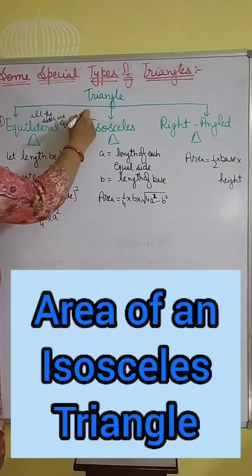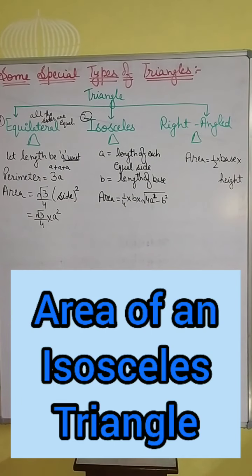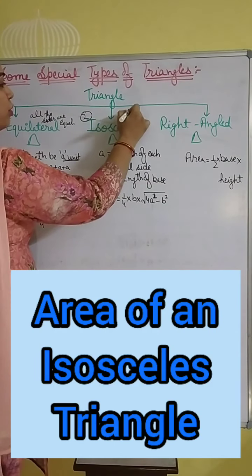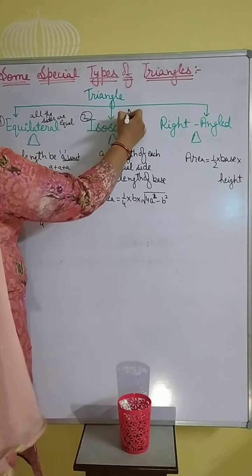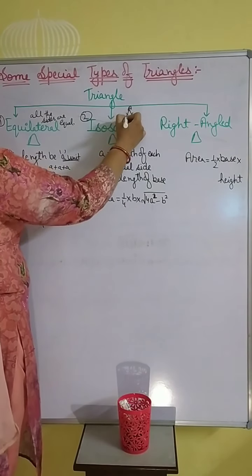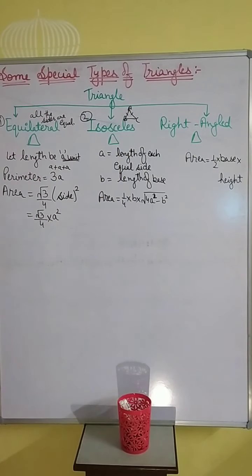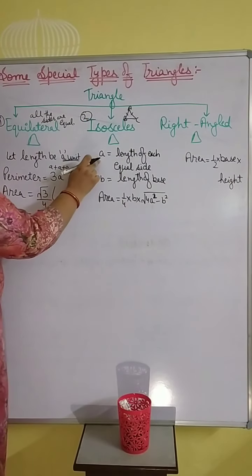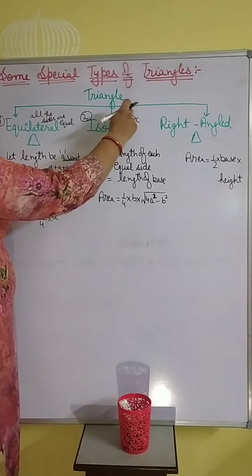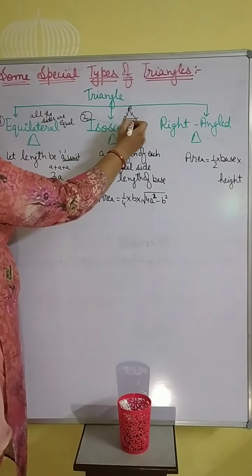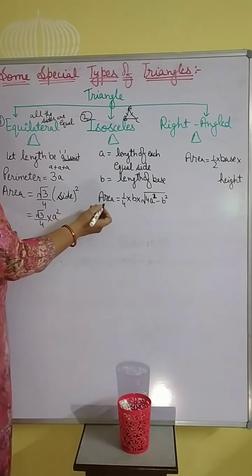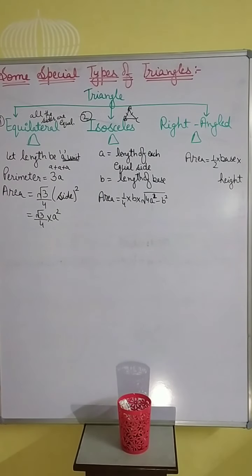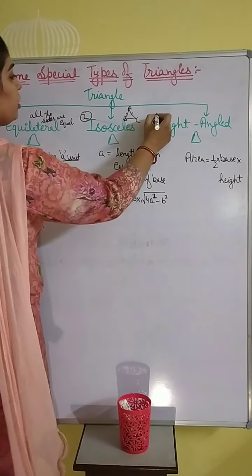This is equilateral triangle. Next is isosceles triangle. Isosceles triangle in which only 2 sides are equal. Let us suppose this is my triangle and these 2 sides are equal. Then this triangle ABC is an isosceles triangle. Let the length of each equal side be A and the length of this base BC be B. Then the formula to calculate area of an isosceles triangle is 1 by 4 times B into under the root of 4A square minus B square.